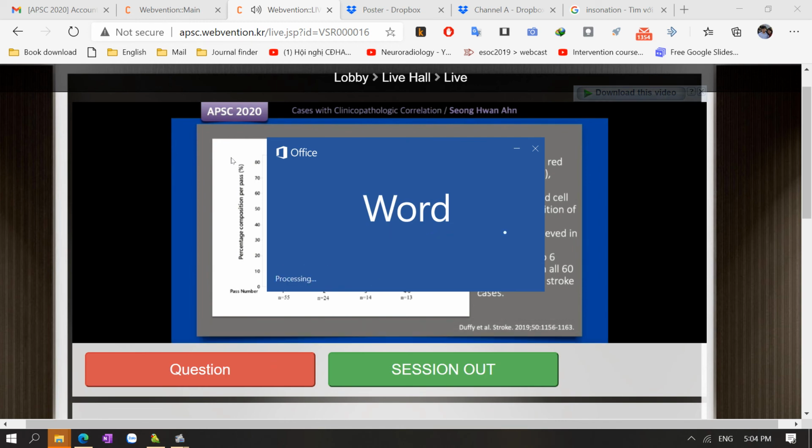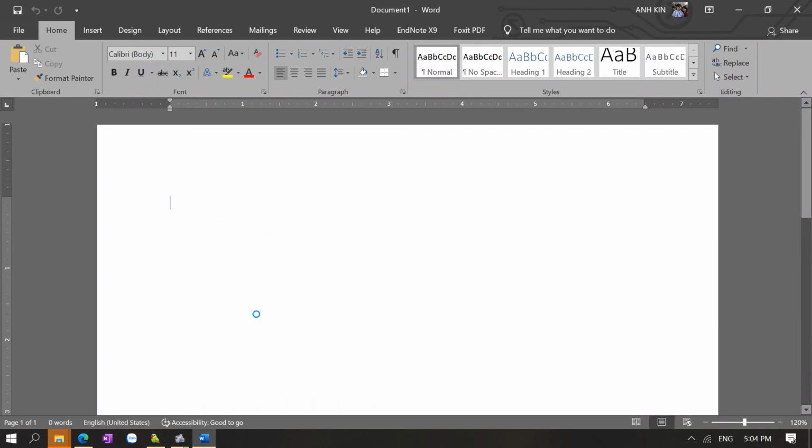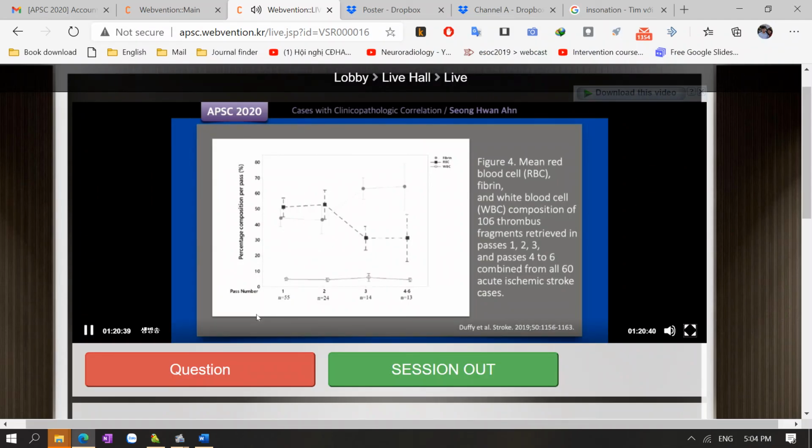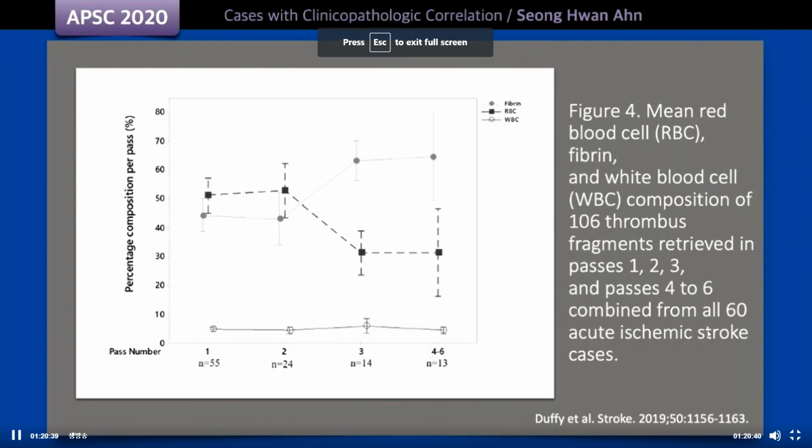And also, Dr. Duffy studied thrombus component and the intervention procedure. They found that the red blood cell component of thrombus was significantly higher in early passages, and a large content of fibrin needed more additional procedure trials. So thrombus composition and early recanalization during mechanical thrombectomy are closely related to the thrombus characteristics.